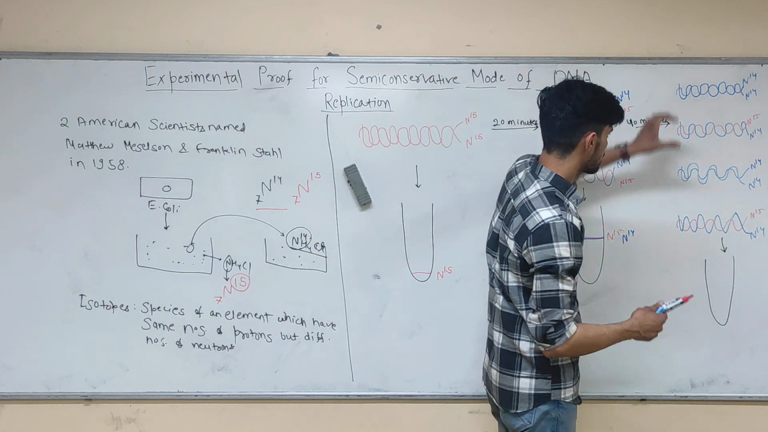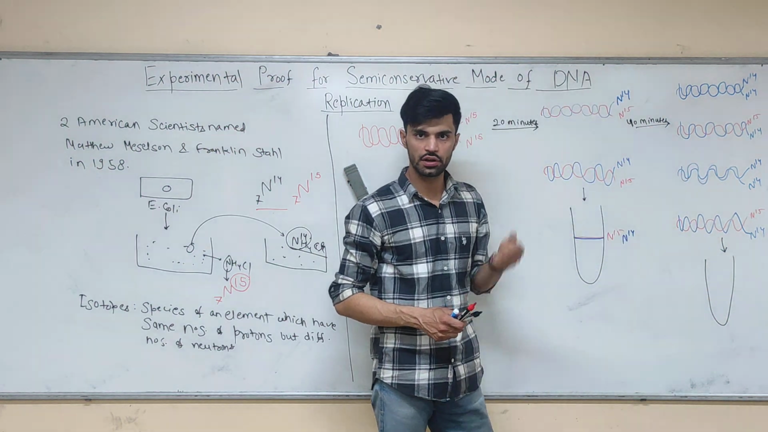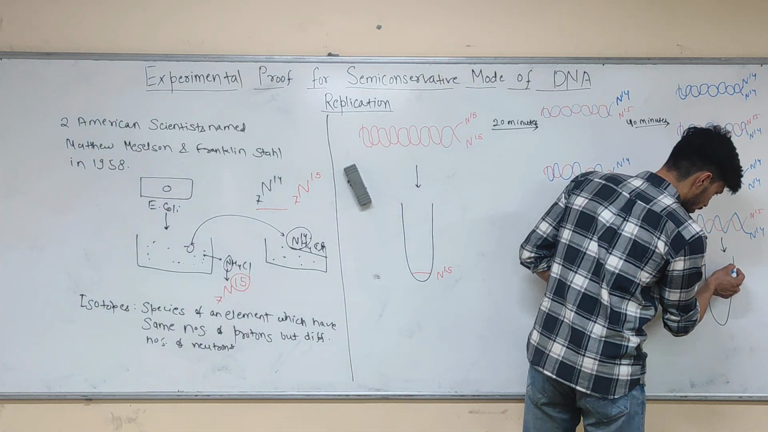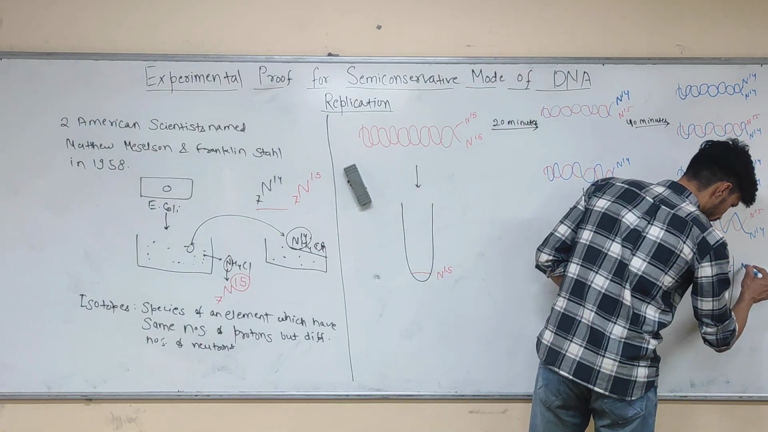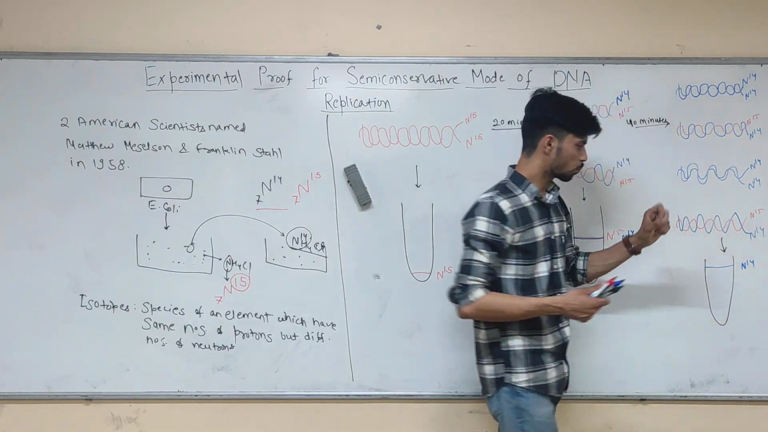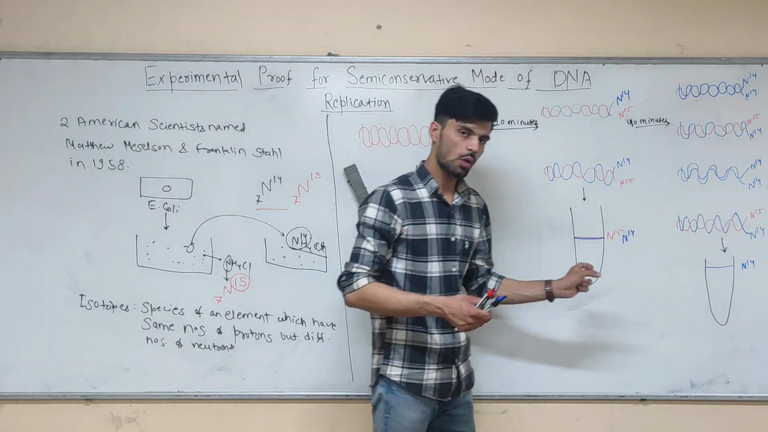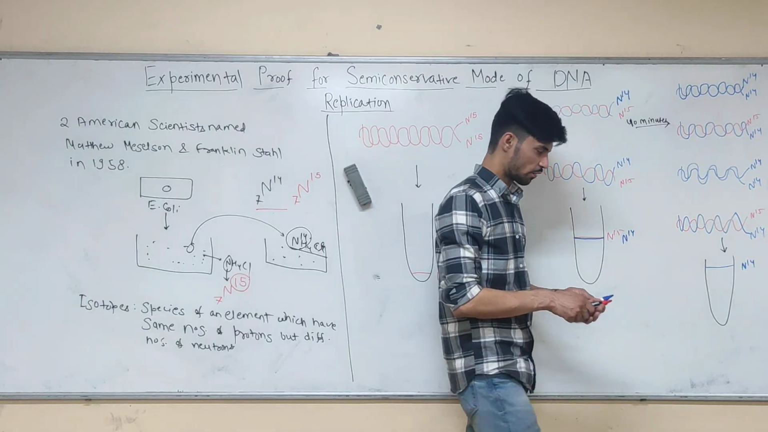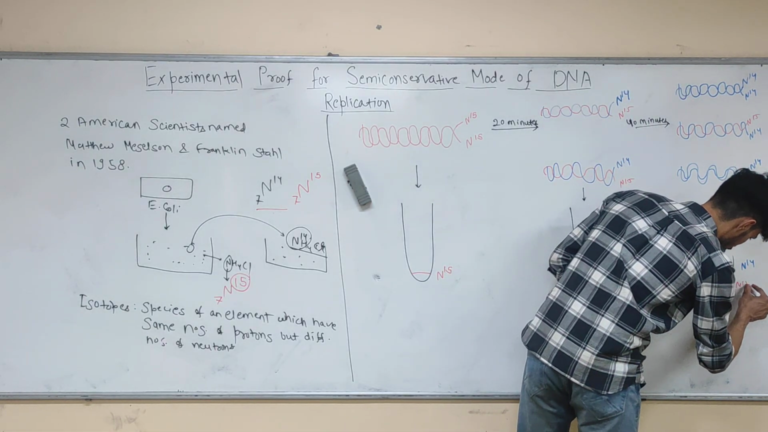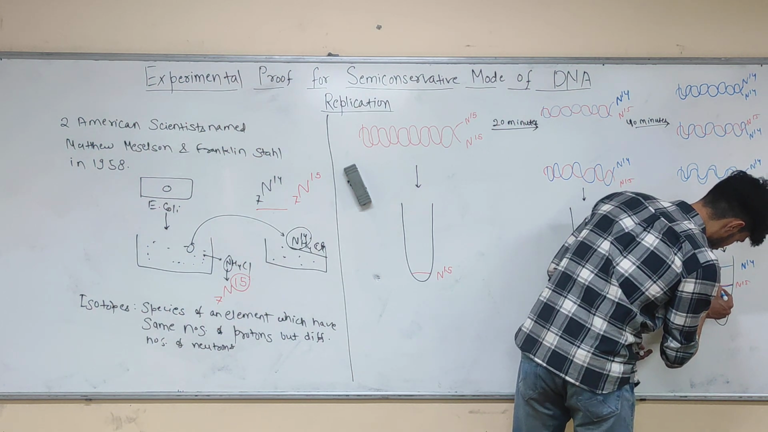Here, the two strands are made up of N14 DNA, which is the light isotope. So it will settle around here at the top of the tube. So I will write here N14. And the two strands which contain both types of nitrogen isotopes, that is N15 and N14, will settle around the mid of the tube. So I will write here. Here it is the N15 and here it is the N14.